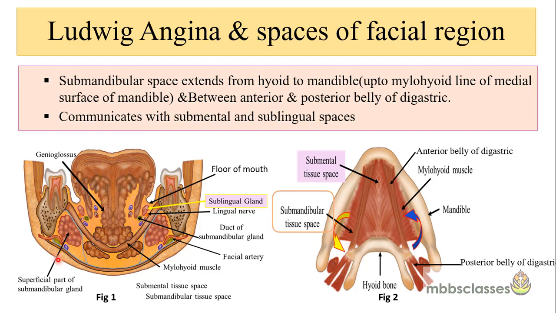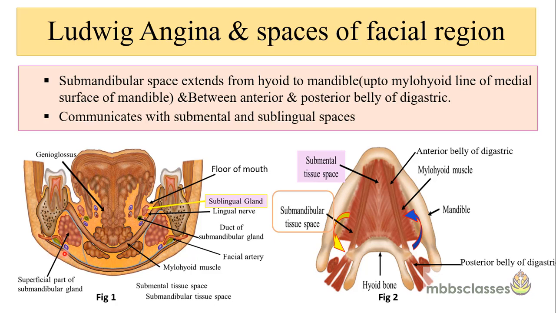This submandibular space is the most inferiorly located suprahyoid neck space, and it extends from the hyoid to the mandible and between the two bellies of the digastric, that is the anterior belly of the digastric and the posterior belly of the digastric. And if you remember, it contains the superficial part of the submandibular gland.